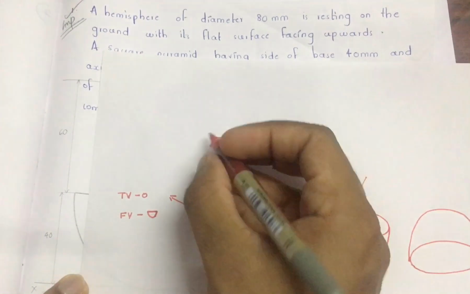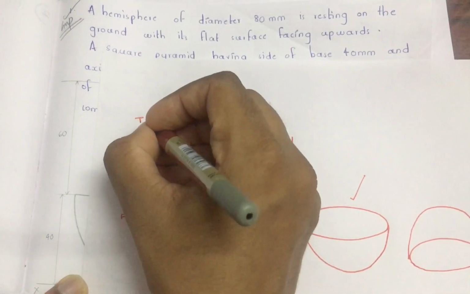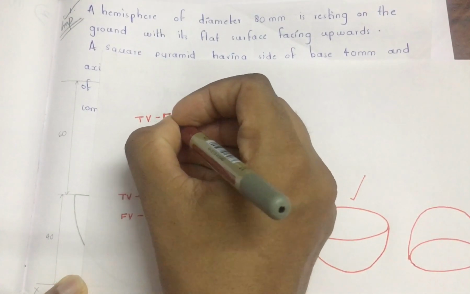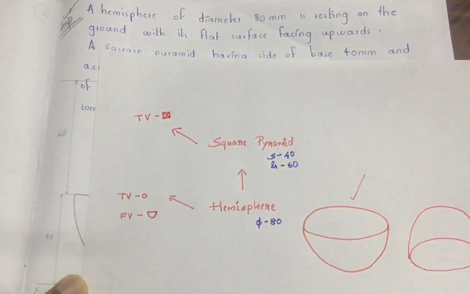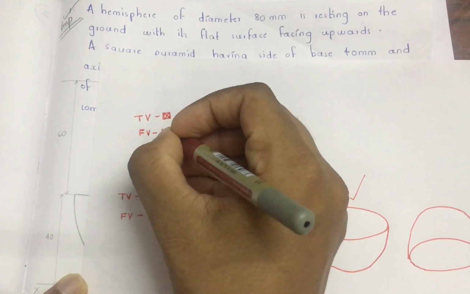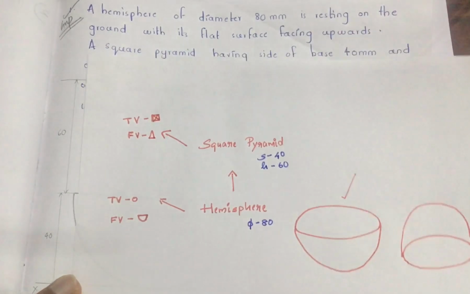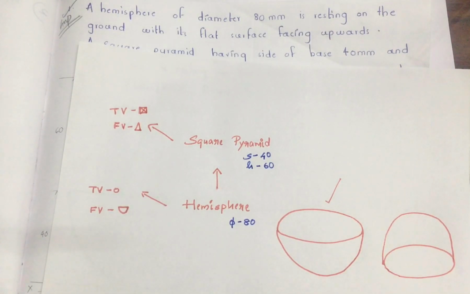Meanwhile, for the square pyramid, the top view is a square. As it is a pyramid, you also need to draw the diagonals. And the front view for the square pyramid will be a triangle. So, with this you can start drawing the problem.